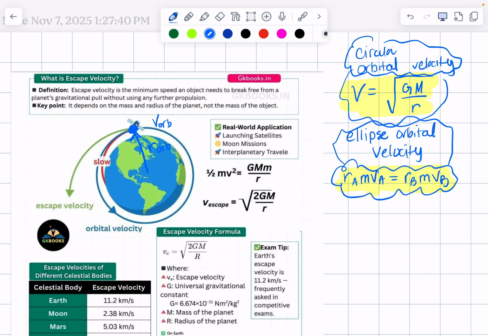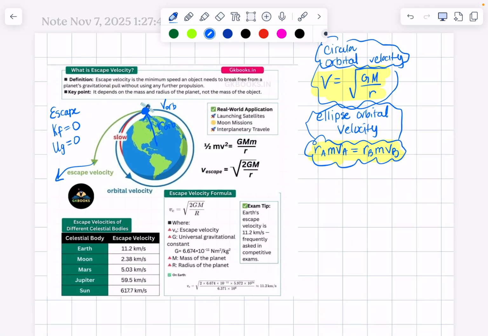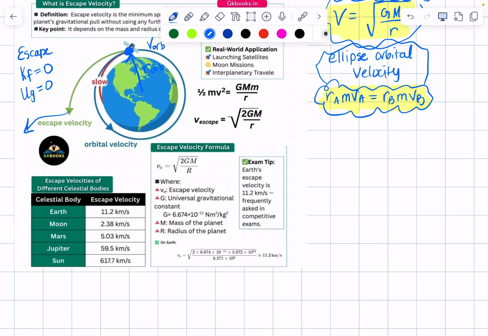Then when we just get out of Earth's gravity, our gravitational energy U is going to be 0. We're also just going to get there and stop, which means at that point our kinetic energy final is 0. This is when you've escaped. So we're basically doing a conservation of energy from orbit to escape.